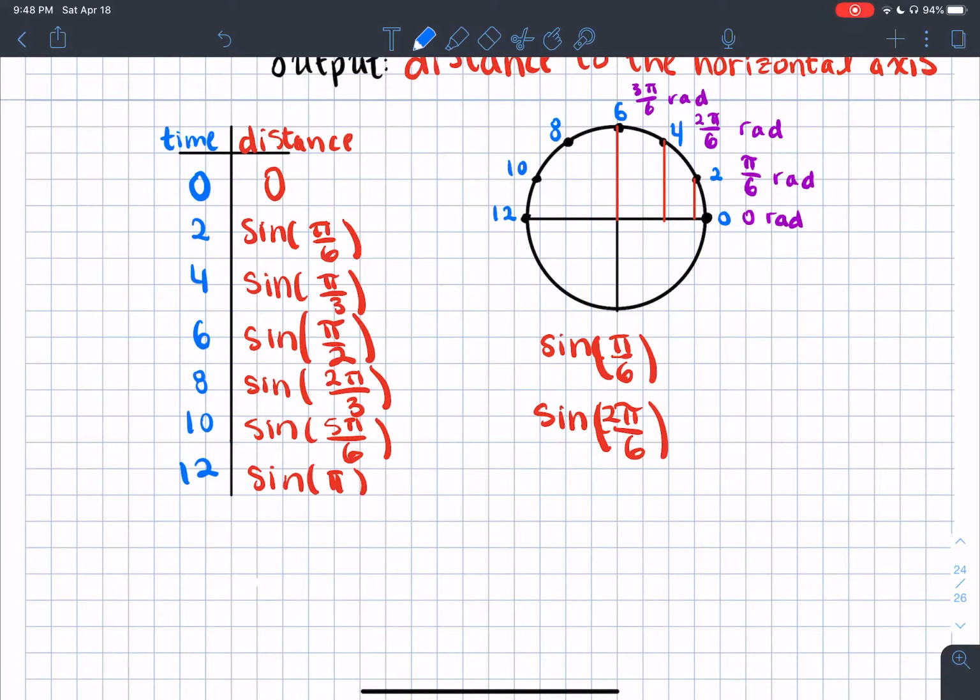So now that you've thought about it, let's talk about it. X would be our time, because that's our input, and y would be our distance, since that's our output. So let's go ahead and move this table over to Desmos so that we can look at how it would look like on a graph before we graph on our papers. Go ahead and pause the video and open up Desmos.